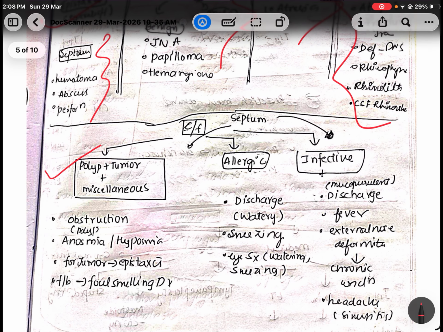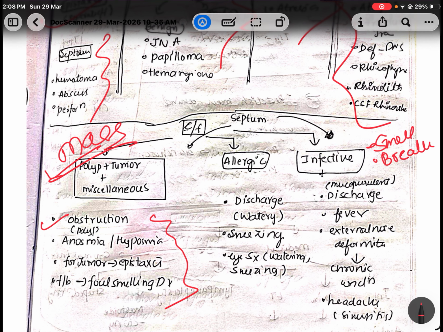For example, if it's a mass, then these are the things which you need to talk about: obstructive symptoms or olfaction symptoms. Again, what is the function of the nose? To smell and to breathe. If it's infective or inflammatory, you'll have discharge. That's the importance of knowing physiology. Now again, fit these things into place.